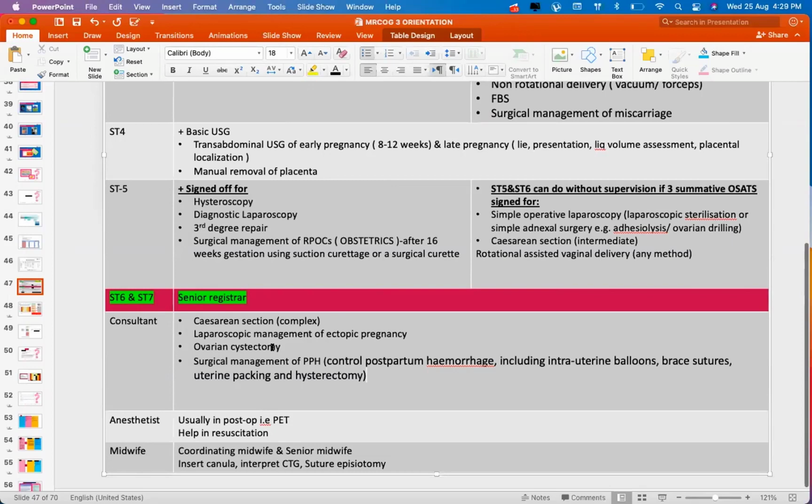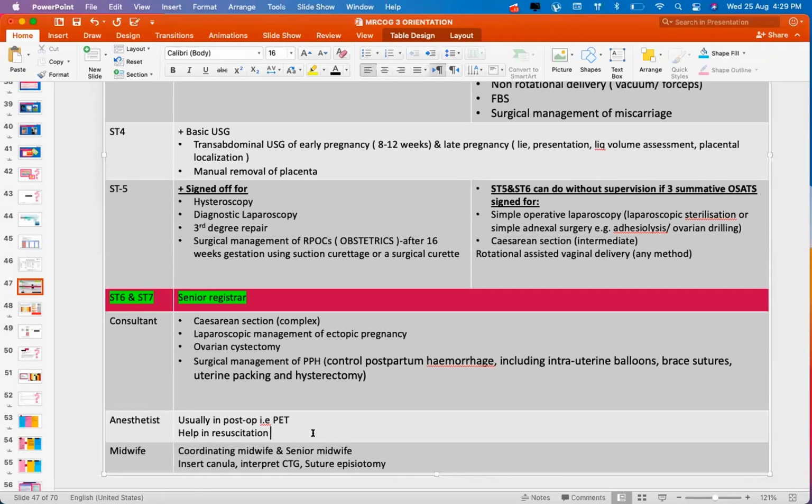Okay, I was answering. So the anesthetist is usually in the post-op ward. In the labor ward, there would be a team at the time of the handover. The anesthetist would be there at the time of labor ward handover, along with midwives, community midwives, and ST5, ST3 trainees. They all would be present at the time of the handover. The job of the anesthetist is to look after the post-operative patients, particularly the patient with preeclampsia, and help in the process of resuscitation. So you should have an idea of the job of the anesthetist.